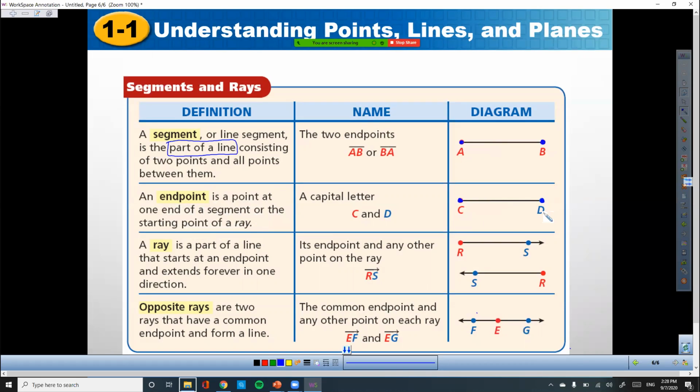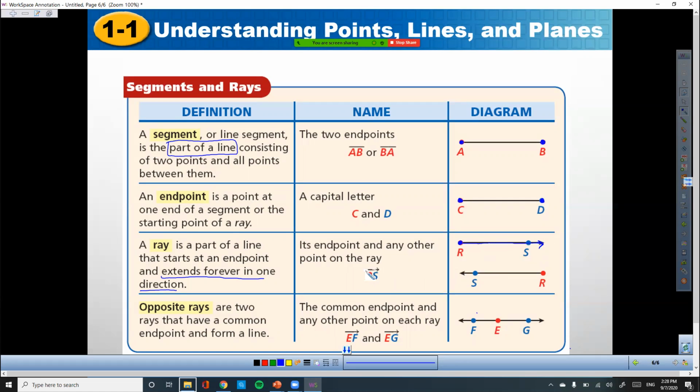Now a ray is a part of a line that starts at an endpoint and extends forever in one direction. So a ray has a starting point and then it goes in one direction forever and ever. To name a ray, we do have to be very careful because the first letter always has to be the endpoint. Let's look at this ray, for example. We start at point R and it goes in the direction of S and it extends forever and ever. That right there is a ray. So we start at point R and it goes in the direction of S.